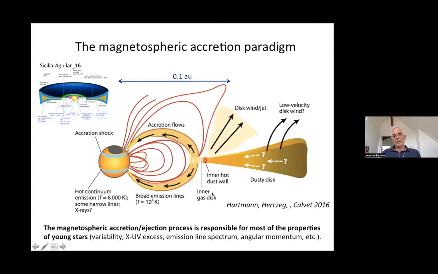So in this picture, everything takes place on a scale of less than 0.1 astronomical units, that is a few stellar radii. And in fact, most of the properties of these objects, they have very peculiar properties, and most of their properties arise from this phenomenon, magnetospheric accretion. And that's why we would like to understand exactly how accretion proceeds from the inner disk to the star. That's one of the reasons.